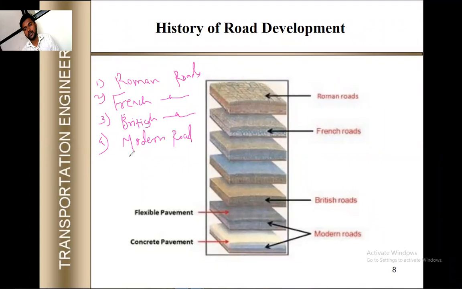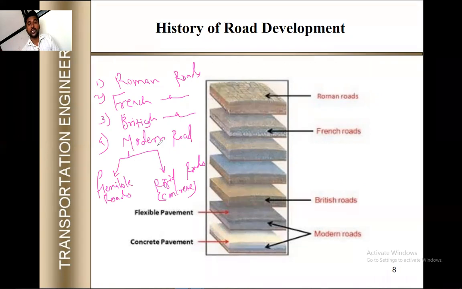Then there will be the modern roads, which are flexible first, and then they developed the rigid, that is, concrete road. Flexible roads and concrete roads. In the flexible and concrete road, the initial cost of the concrete road is approximately 20% higher than the flexible roads. That also you should know.